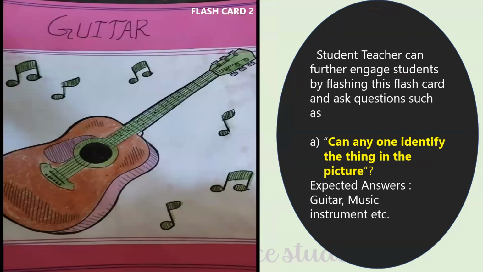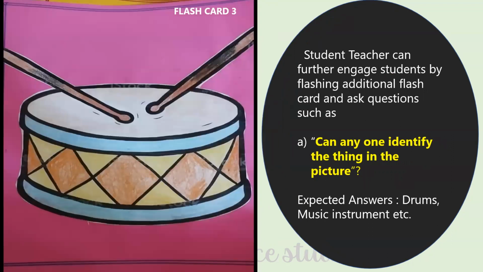There is another flashcard. For the second flashcard, again the student teacher will show it and ask the students if they can identify the contents of this particular image. The expected answer is very obvious: it's a guitar. If some students struggle to say the name of this instrument, they can generalize it and call it a musical instrument. Furthermore, to make it simpler and easier, more hints or clues can be given to the students.